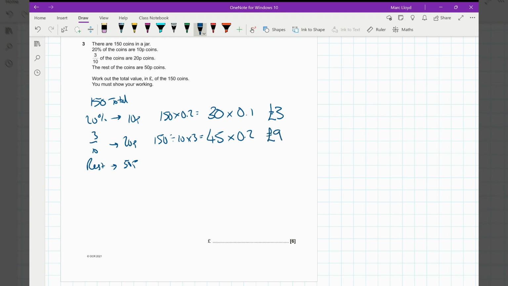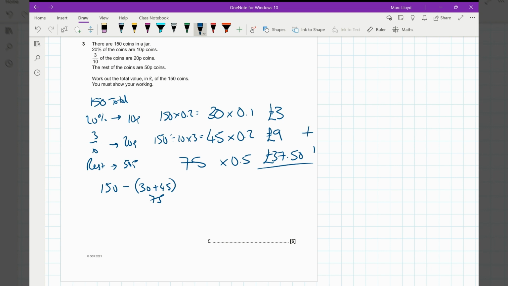Right, the rest. So that means we have to do 150 take away the outcome of 30 plus 45, because we've used those up. 30 plus 45 is 75. 150 take away 75 gives us 75. And then we're going to multiply that by 0.5 to find the value of it. And that's £37.50.